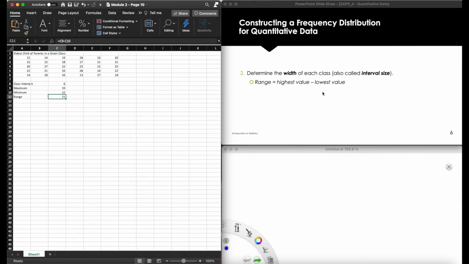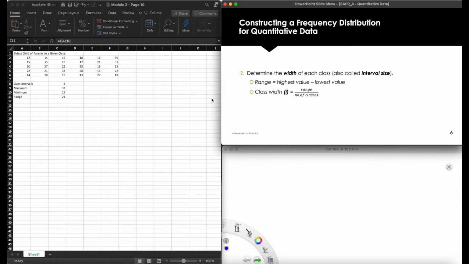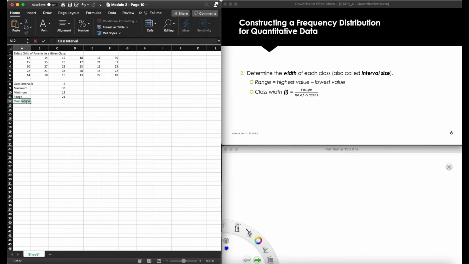Okay, now pretty much we have the range. What are we going to do? The class width I is equal to the range all over the number of classes. So let's write here the class width, which is denoted by I. Let's make the letters center so that we won't get confused. So the class width is equal to the range. We'll click the range here and then divide it by the number of classes, which is 6. So our class width is 3.5, and we don't use class widths which are decimals.